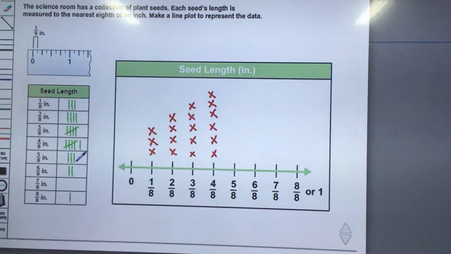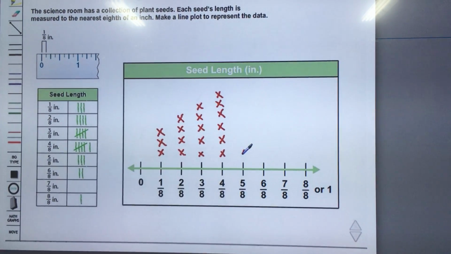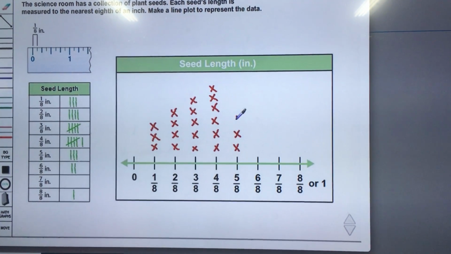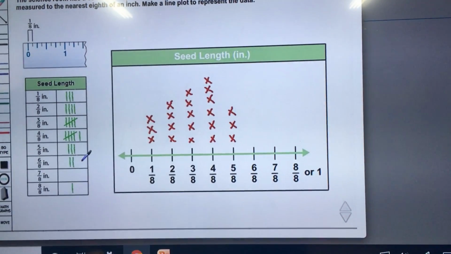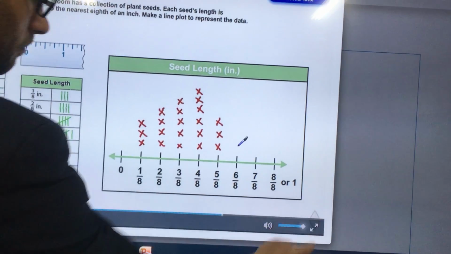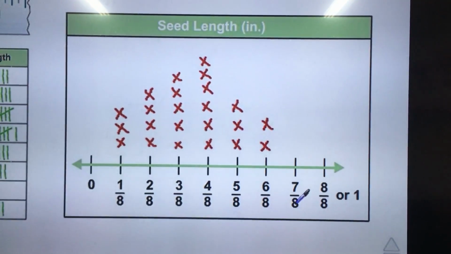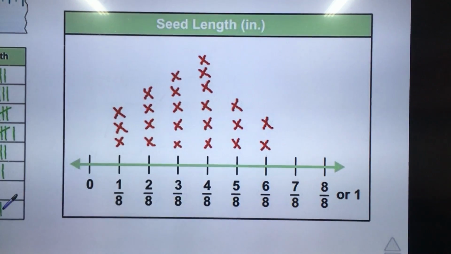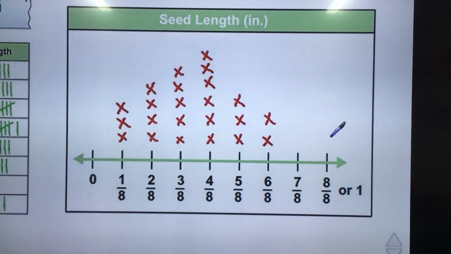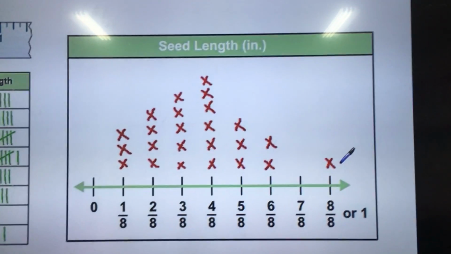Then finally we have here 5/8 of an inch. We have 3 that were recorded. And at 6/8 of an inch there were 2 recorded seeds, and there were 0 at 7/8 of an inch, so we'll leave that blank. And finally, at 8/8, or 1 inch, we have 1.